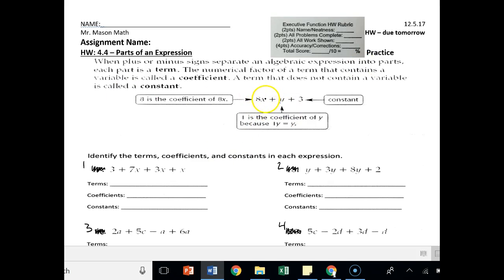So these are all terms. 8x is a term, y is a term, and 3 is a term. 8 is a coefficient of x. Y actually, when it's a variable by itself, it has a coefficient of 1, so don't forget that. And 3 is a constant. All right, so let's look at number 1.